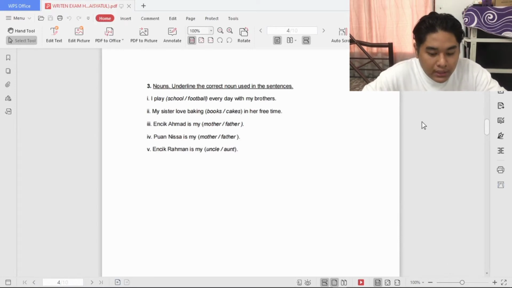The next part is nouns. In this part, I would like them to underline the correct answer and choose the correct and suitable noun. For example, in the first question: I play school or football every day with my brothers. The students have to understand the sentence. In this case, I play, so you can't play school, you have to be playing football. So the answer is football. That is it for my part.